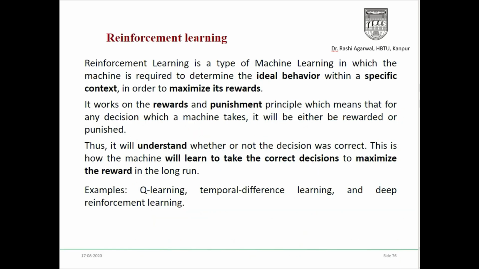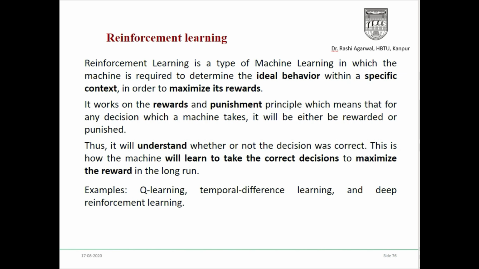So to sum up, reinforcement learning is a type of machine learning in which the machine is required to determine the ideal behavior within a specific context. So whatever my environment is, whatever my agent is, according to that I have a specific context in order to maximize its rewards. It works on the rewards and punishment principle, which means that for any decision which the machine makes, it will either be rewarded or punished. Thus, it will understand whether or not the decision was correct. This is how the machine will learn to take the correct decisions to maximize the reward in the long run.